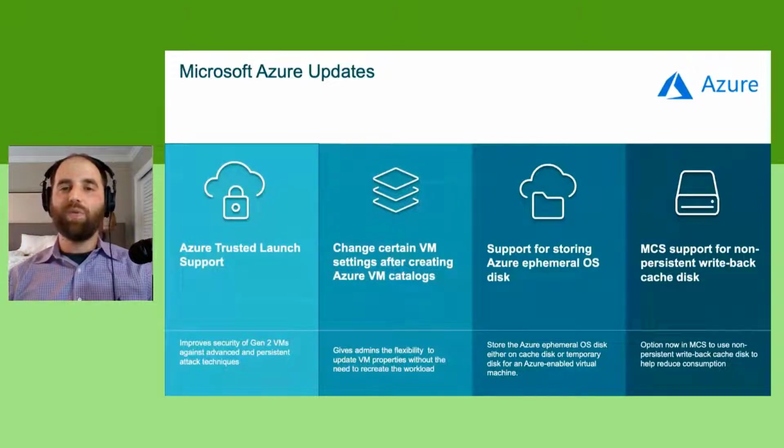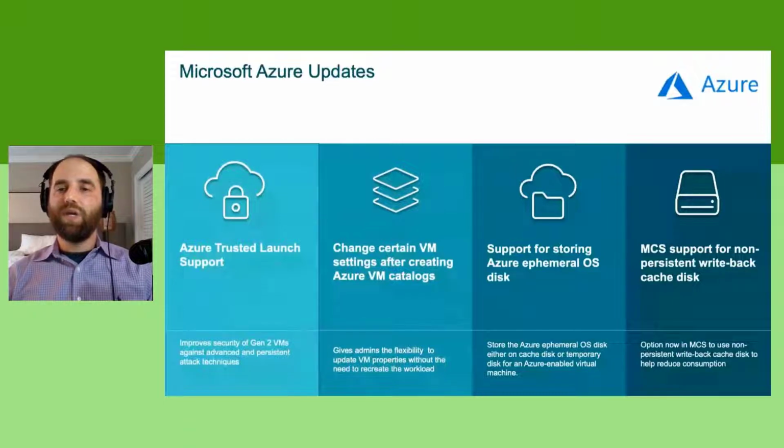Then looking at support for storing Azure Ephemeral OS disks. So I've seen quite a bit of buzz around Ephemeral disks on not just social media, but email threads lately as well. For those that aren't aware, ephemeral disks are essentially the included temporary or scratch disks that you have included with the VM instance type. And now Citrix DaaS allows you to store the Azure Ephemeral OS disk on cache disk or temporary disk. So basically we have a cost saving story here, but interestingly enough, there's also a performance saving story there too.